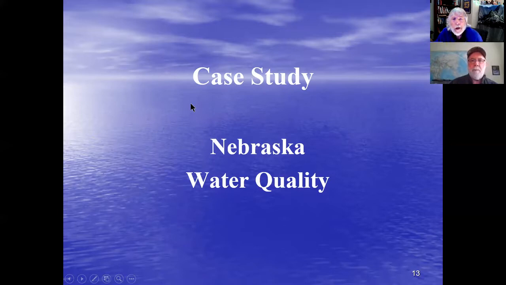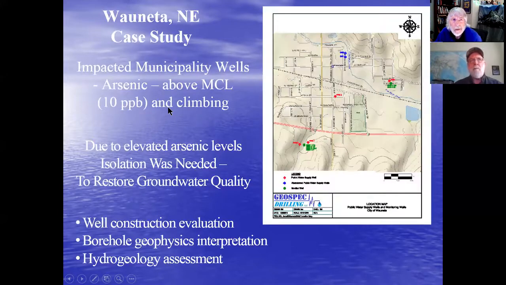So first, we're going to talk about water quality. This is a site in western Nebraska where the local municipality wells were starting to see their arsenic increasing above the MCL of 10 parts per billion. And it looked like it was constantly climbing each quarterly sampling event. So basically, we decided we needed to go in there and see how we can isolate or protect the water quality at this site.